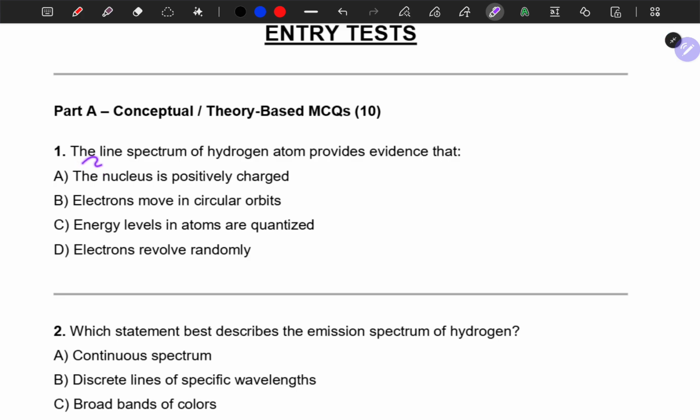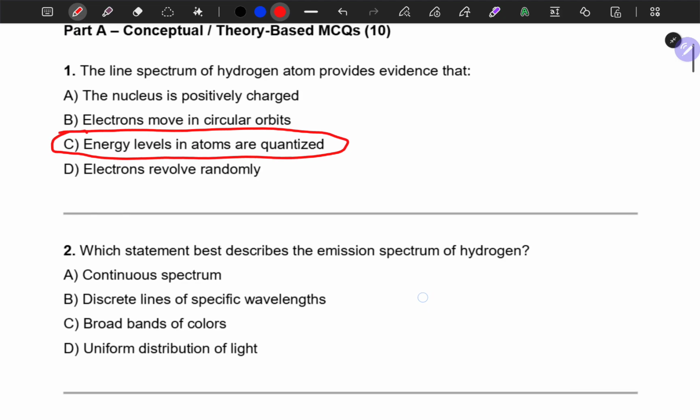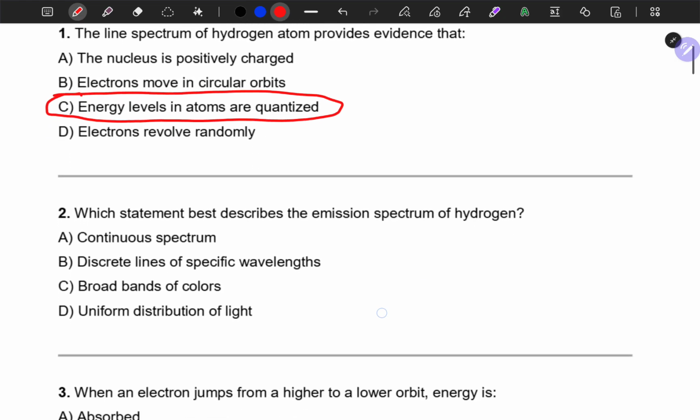The first question here is: the line spectrum of hydrogen atom provides evidence that the nucleus is positively charged, electrons move in circular orbits, energy levels in atoms are quantized, and electrons revolve randomly. So out of these four statements, option C is the correct option, that energy levels in an atom are quantized. Recently, these kinds of identifications have also been recognized in the Nobel Prize for Physics 2025. I will also make a video regarding this.